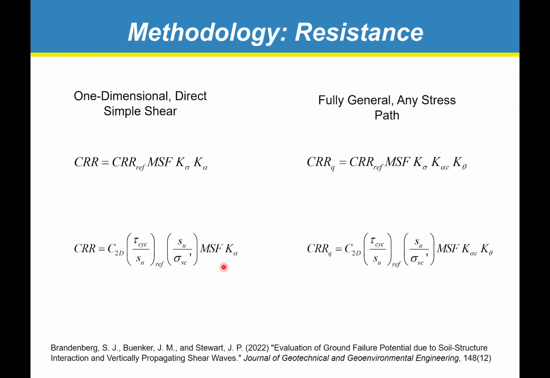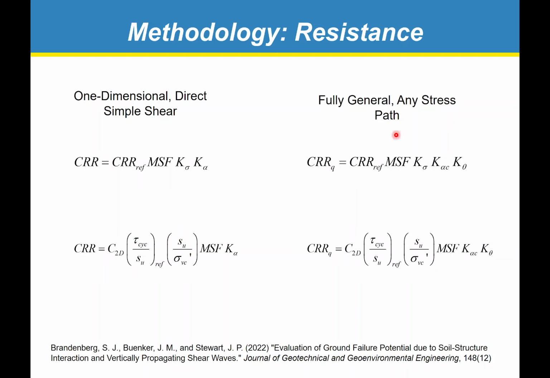Okay, then we have CRR for cyclic softening of clay. In that case, we can use a tau cyclic over S_u framework like Boulanger and Idriss, 2006. And then there's a correction for two-dimensional loading. Often this is taken as being 0.9. And so we have the same magnitude scaling factor and K alpha factors. K sigma is typically absent here because we assume that the influence of effective stress is the same on the monotonic undrained strength and on the cyclic undrained strength.